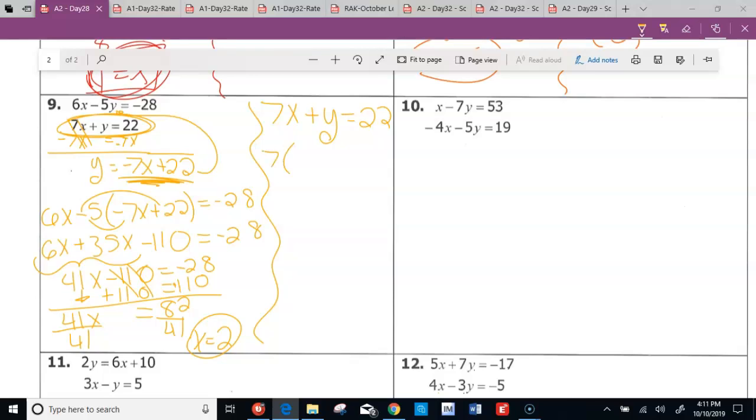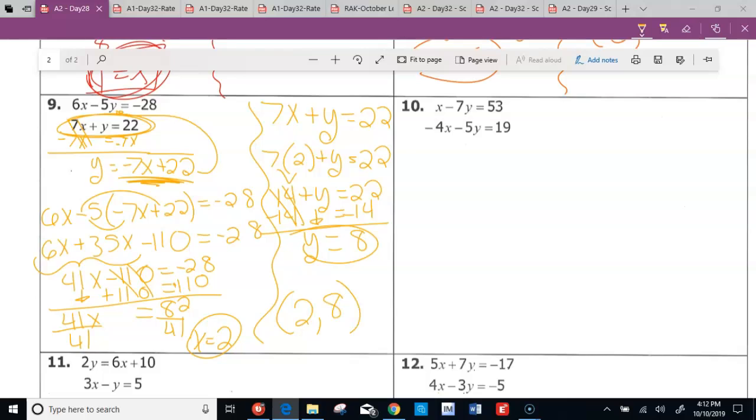So 7 times 2 plus y equals 22. 7 times 2 is 14 plus the y that I'm looking for equals 22. To get that y value, I'll subtract 14 from both sides. And the y falls down. This cancels out. I get y equals 22 minus 14, which is going to be 8. So my solution is when x is 2, y is 8, and that is their point of intersection.